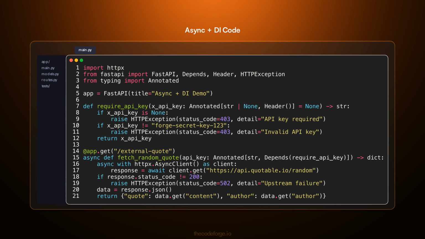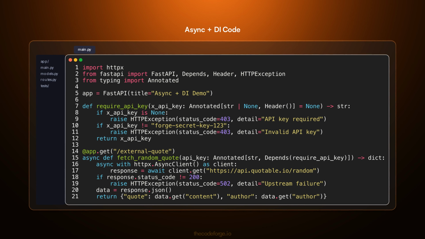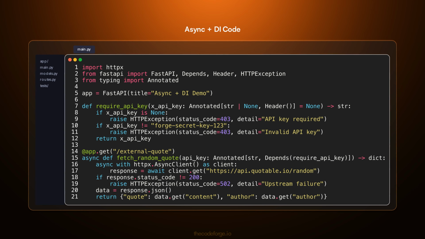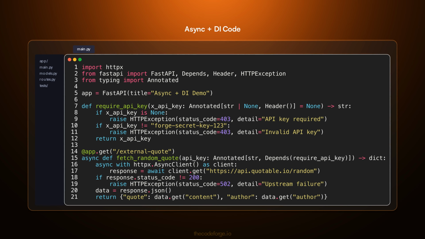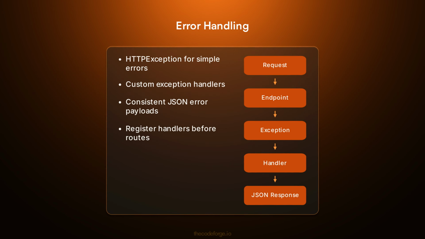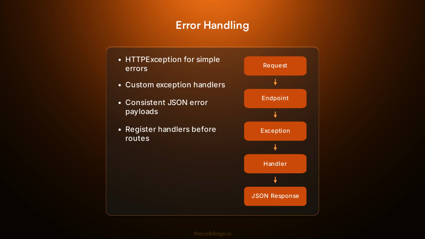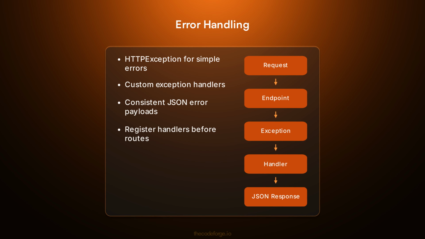This endpoint uses an async def to fetch a random quote asynchronously. The require_api_key dependency validates the X-API-Key header. FastAPI injects the dependency result into the endpoint. Notice the use of HTTPX's async client for non-blocking HTTP calls. FastAPI automatically returns proper HTTP responses for validation errors, 422, and server errors, 500.